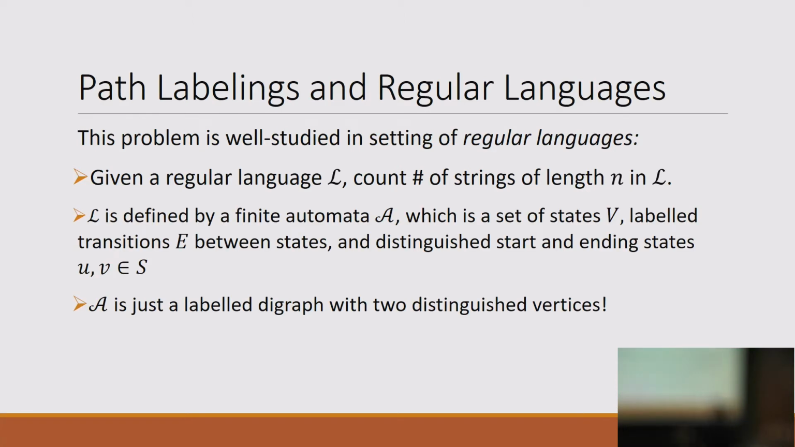If you do, well, essentially, you may recall that a regular language is just defined by the accepting strings of a finite automata A. A finite automata A is just a set of states, V. It's a set of labeled transitions, E, between those states. And then you just get a distinguished start and end state. So this is the same exact problem that we're looking at. It's just counting labeled paths in a graph between one fixed start state and one fixed end state. So it's the exact same problem.